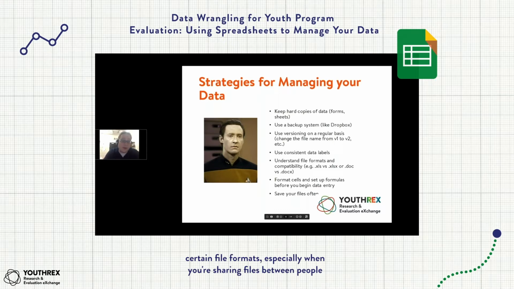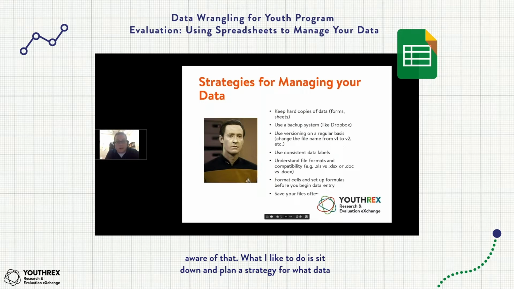Certain file formats, especially when you're sharing files between people, could be incompatible. So for example, in Excel, you have .xls, which is for older versions of Excel, like 2003 to 2007, and .xlsx, which is the newest versions, from 2007 onwards. So if you're sharing those back and forth, you may need to download a compatibility tool, or you have to save an older version to make it compatible across all the computers. So if you're working in an environment where you're sharing files, it's important to be aware of that.